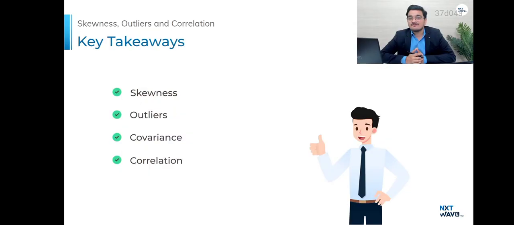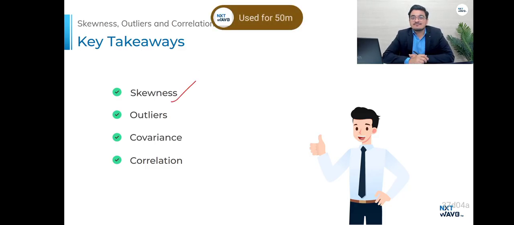That will be all for our session on skewness, outliers, and correlation. Let's talk about the key takeaways of this session. So first, we talked about skewness. Skewness represents the symmetry of our data, right? Then we talked about different types of skewness, that is left skewed data and right skewed data.